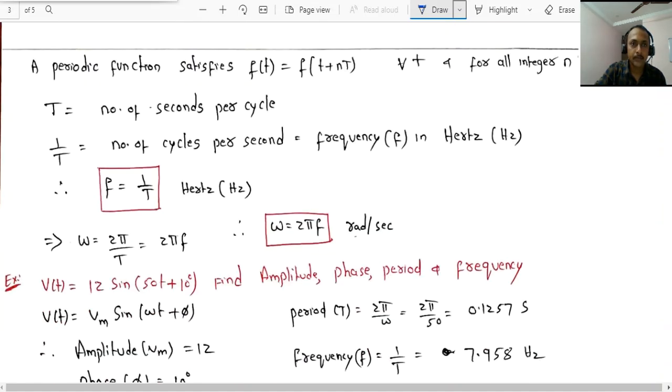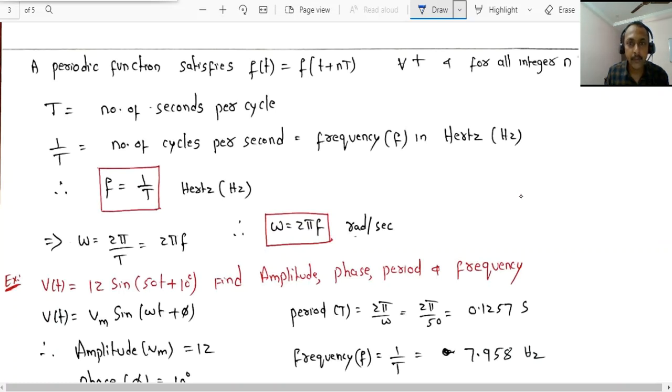For example, a periodic function satisfies f of t equals f of t plus nT for every value of t and for all integer values of n. Now a very, very important thing: if somebody asks you what you mean by T, simply say the number of seconds per cycle.